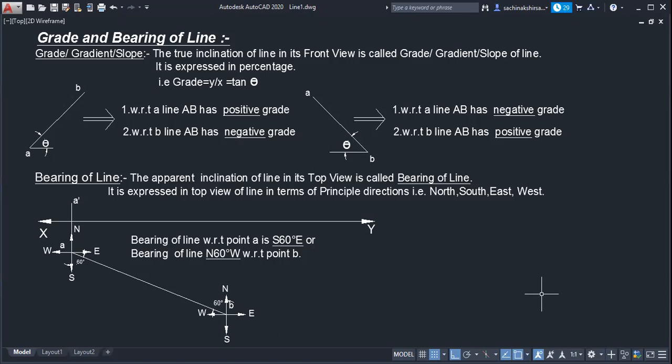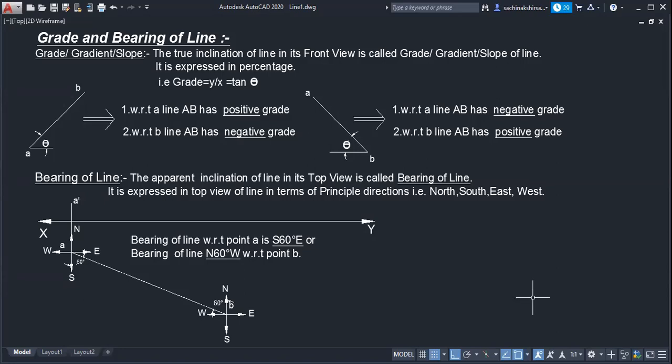How to calculate grade? It is given in percent. So the percentage you can convert into a fraction, in terms of numerator and denominator, and then which inverse are you going to take? To find theta, tan inverse. You are going to get tan inverse, so you will get theta.